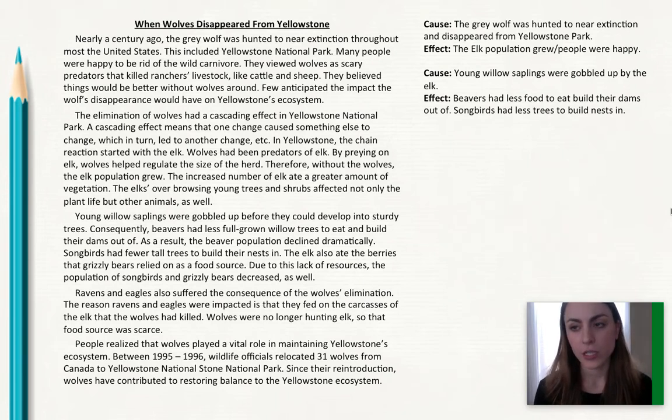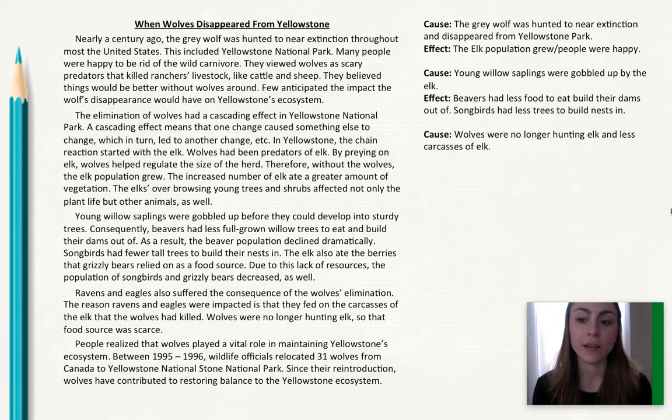Songbirds had less trees to build nests in. Wolves were no longer hunting elk, and there were less carcasses of elk. And ravens and eagles lost their food source.